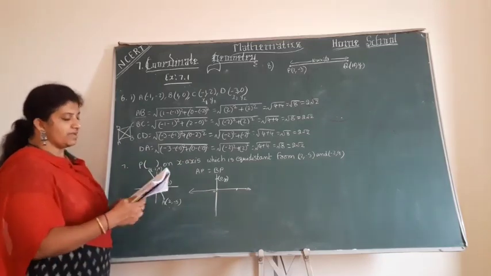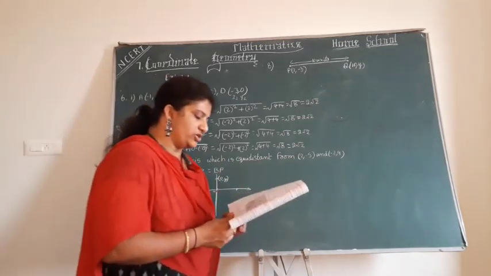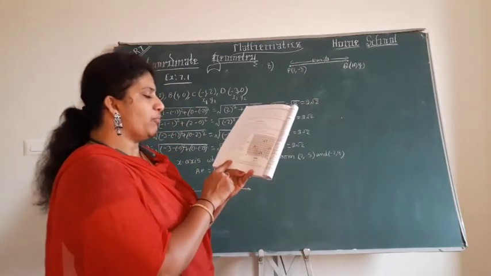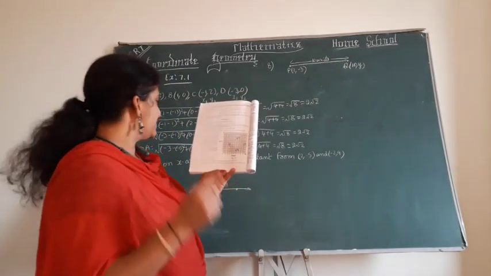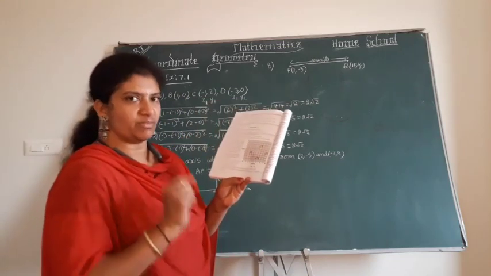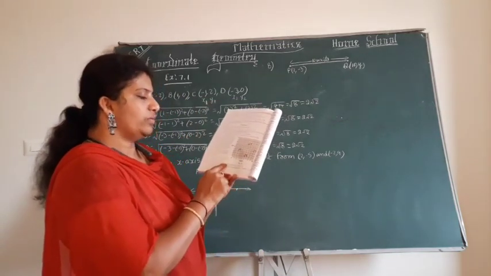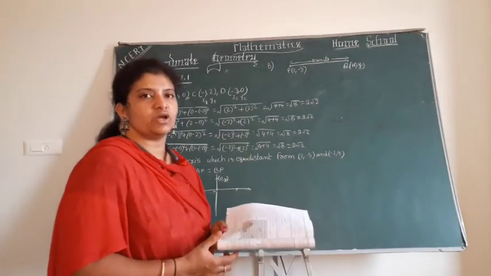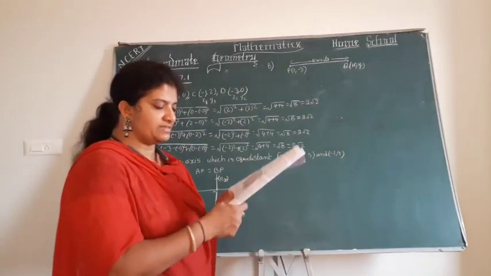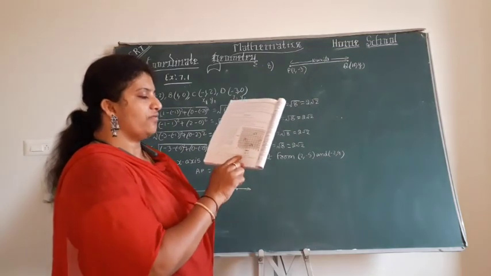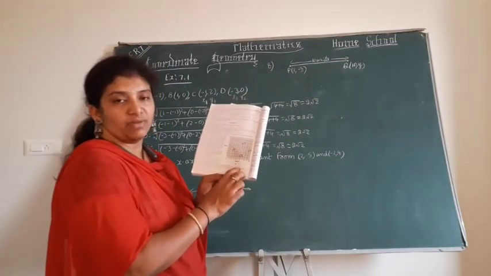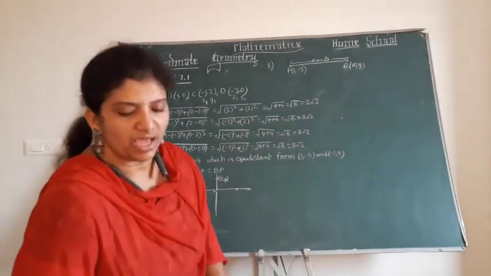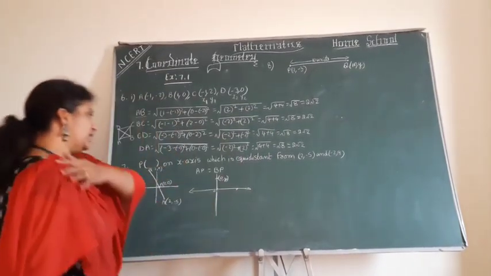Now what is the 7th question? A similar question you will have here. Find the point on the x-axis. On the x-axis, immediately you should remember x comma 0, which is equidistant. What do you mean by the word equidistant? Equal distance from one coordinate 2 comma minus 5 and another minus 2 comma 9. I have drawn it here. Can you see properly?